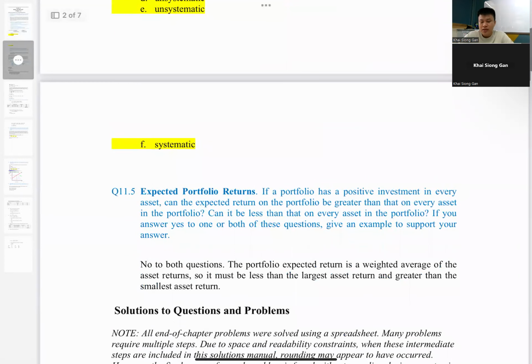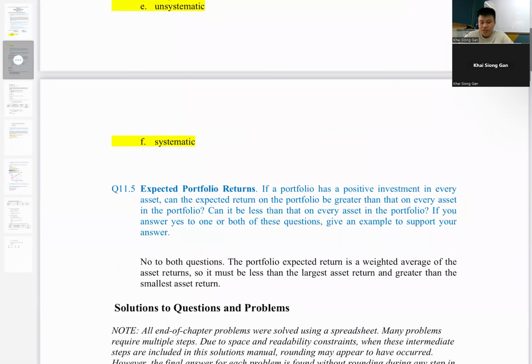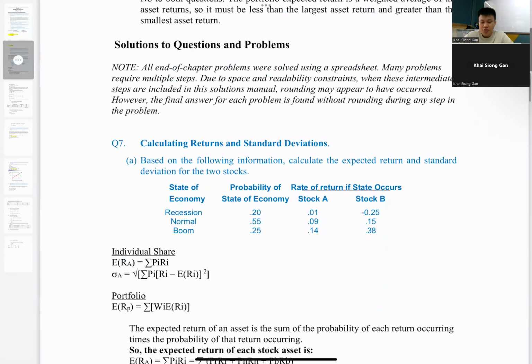And this one is the one that I told you just now. When you look into a portfolio, the value that you get will be the average. Let's have a look at the calculation questions.